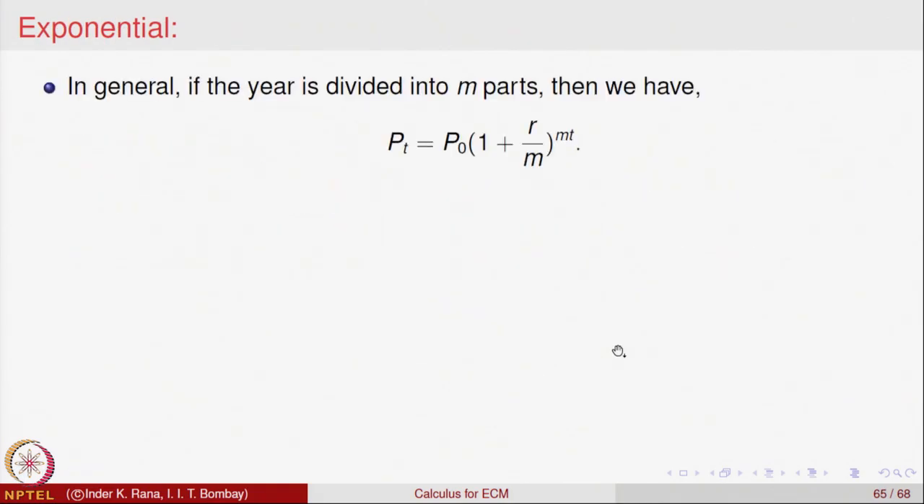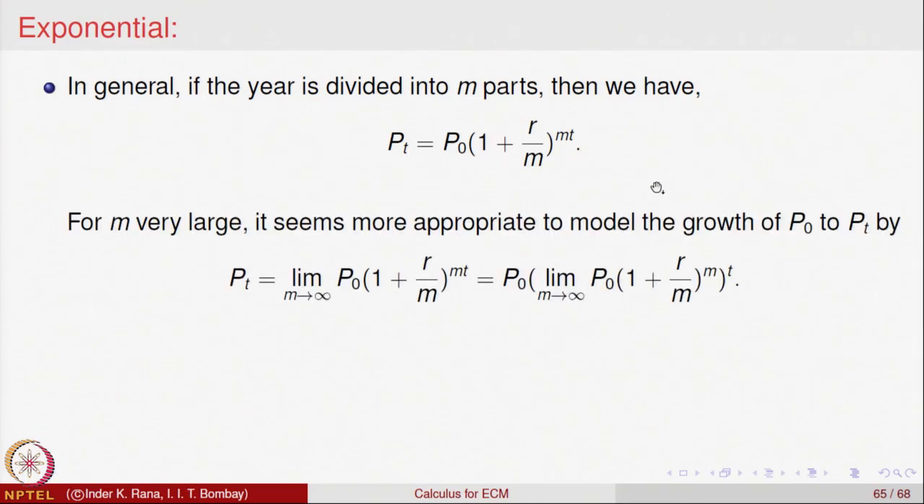What about if it is applied m times a year? Inductively, one can say that the amount will grow to P0 times (1 plus r by m) raised to power m t. And suppose that the number of parts becomes larger and larger, let us say m becomes larger and larger. One says that m goes to infinity. In that case, we need to look at the limit of this quantity as m goes to infinity.